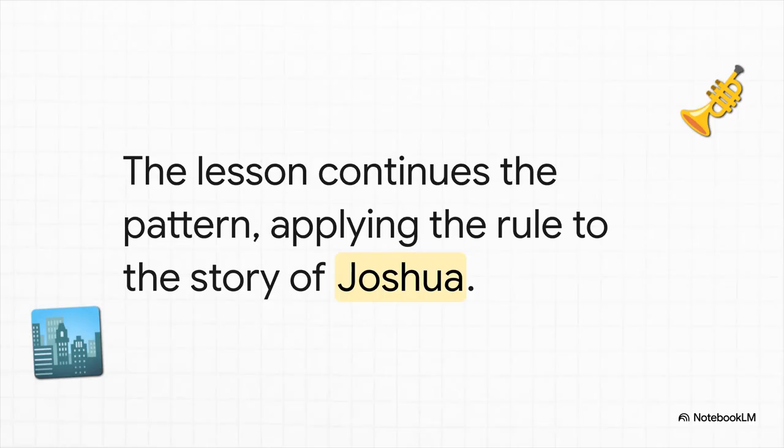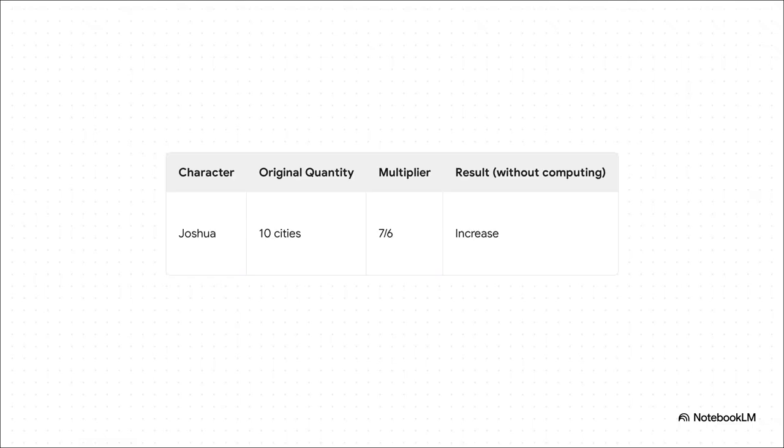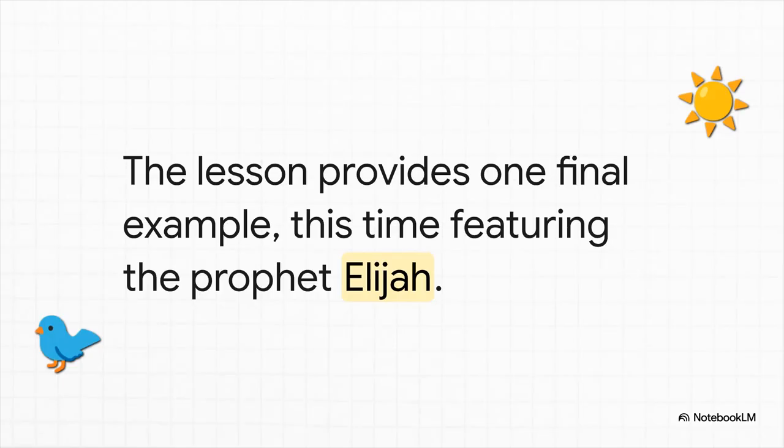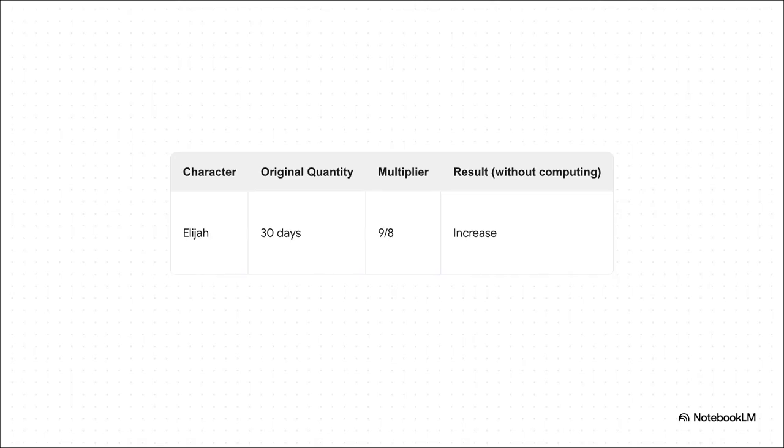All right, example number 2. Now we're talking about Joshua, and you'll see it follows the exact same pattern. So, for Joshua, it's 10 cities multiplied by 7/6. We use the same logic, right? 7 is bigger than 6, so the answer has to be increase. Again, no surprises. The lesson is being perfectly consistent. And they really hammer the point home with one final example. This time, it's the prophet Elijah. You guessed it. Same deal here. Elijah, 30 days, a fraction of 9/8. 9 is bigger than 8, so it's an increase.